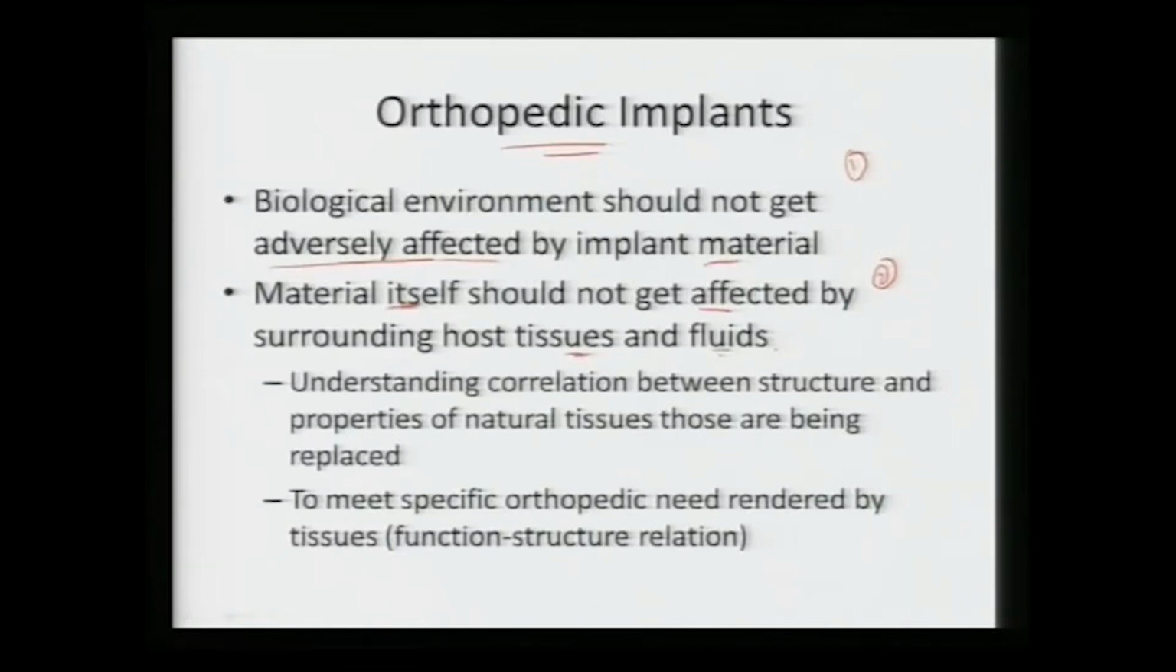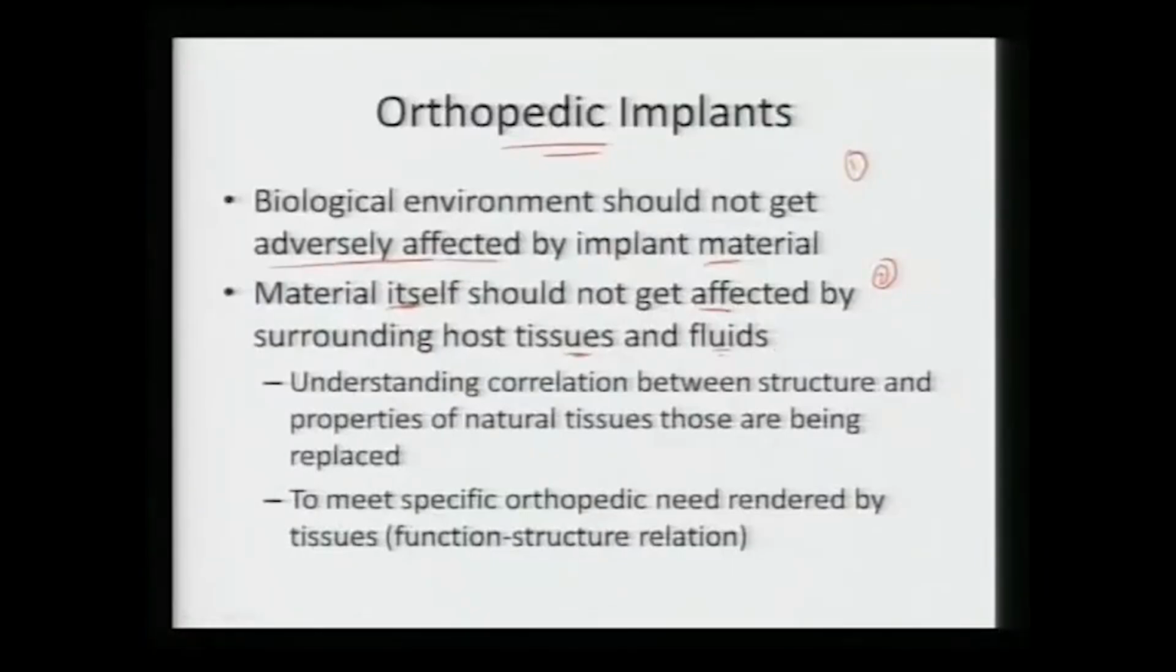Once we have learnt about the material and the overall biological environment, it will give us a nice feeling about how we can utilize the material artificially and take over the functionality of the damaged or non-functional system. Understanding the correlation between the structure and the properties of the natural tissue is very essential, because only once we understand the overall functionality and properties of the natural tissue will we be able to replace and assist them with synthetic or artificial material.